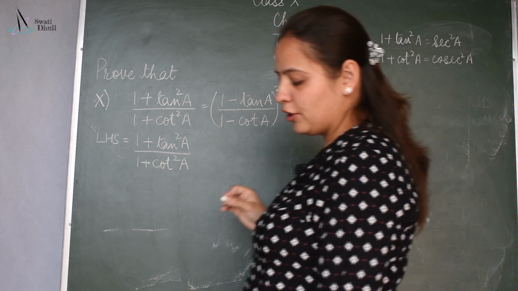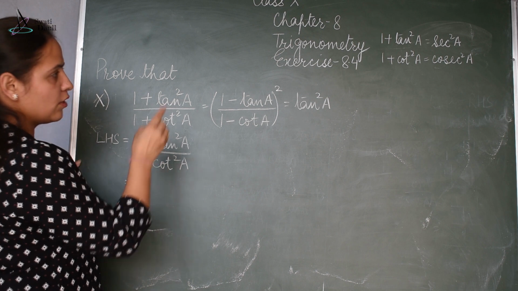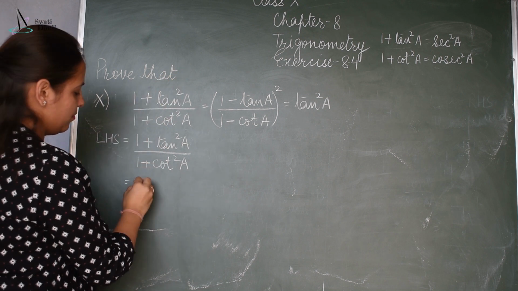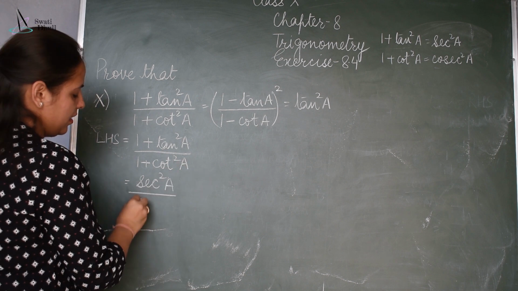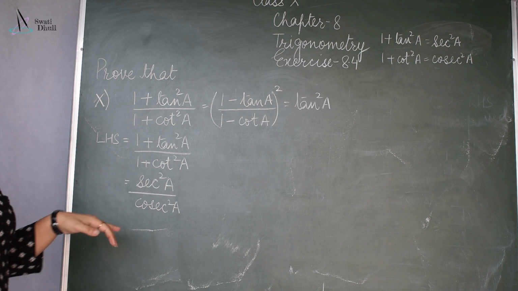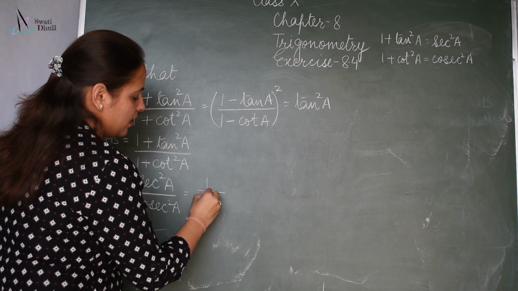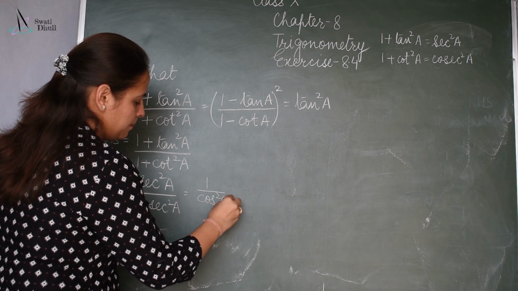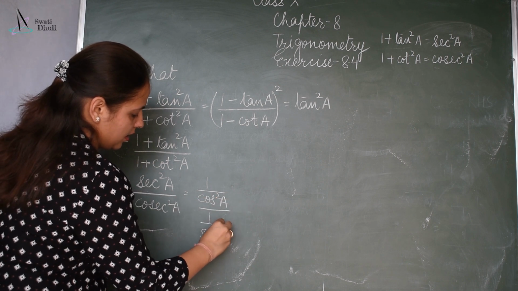This is the trigonometric identity. So we can use these trigonometric identities here. It will become secant square A, and 1 plus cot square A will become cosecant square A. Now you can change it into sine and cos functions. So secant square A is equal to 1 upon cos square A, and cosecant square A is 1 upon sine square A.